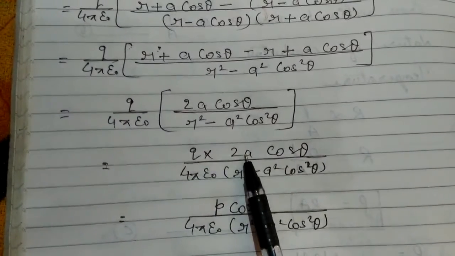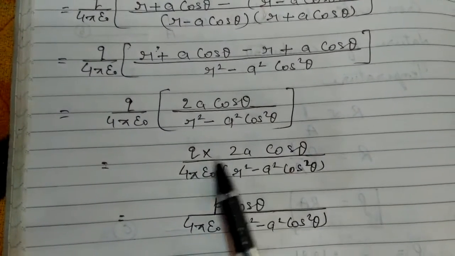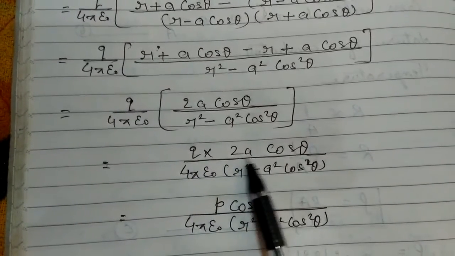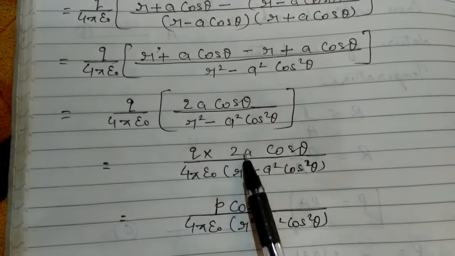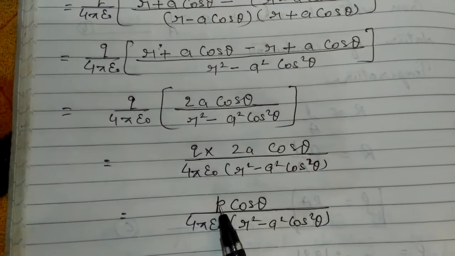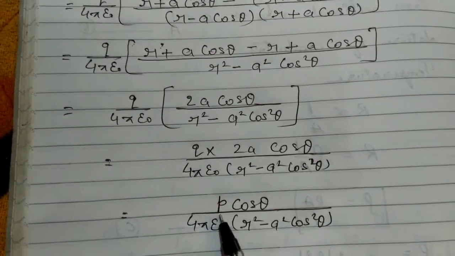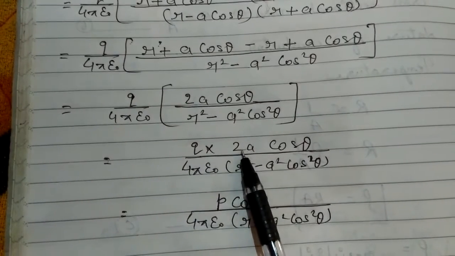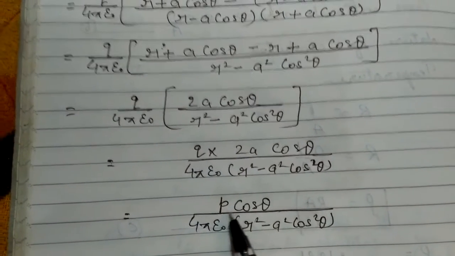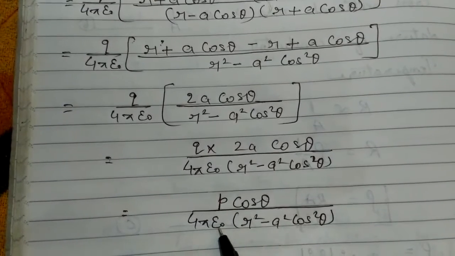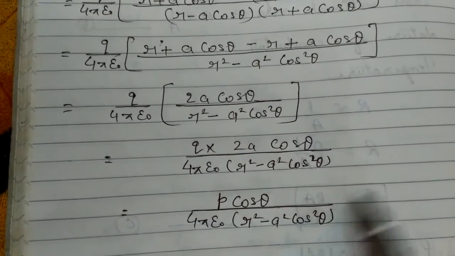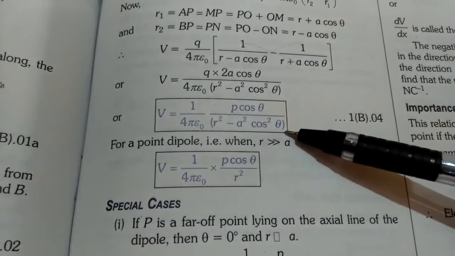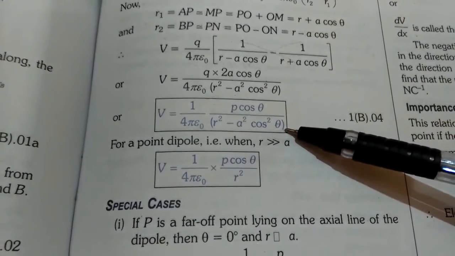Then q into 2a. Q into 2a is one charge into the separation between two charges, that is the length of the dipole. It is equal to the dipole moment. About dipole moment we have studied in detail in chapter 1. So q into 2a is equal to dipole moment, so in place of this we put p. So here we got p cos theta upon 4 pi epsilon naught into r square minus a square cos square theta. Now I hope you have understood how we got this formula.